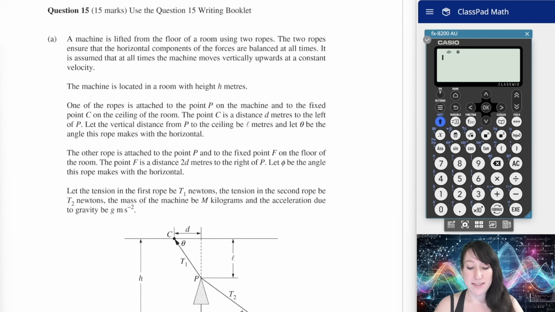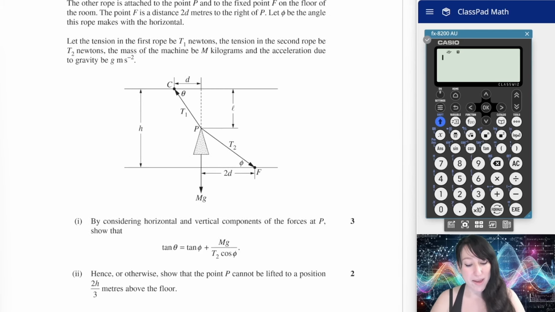Let the vertical distance from P to the ceiling be L meters, and let theta be the angle this rope makes with the horizontal. The other rope is attached to the point P and to the fixed point F on the floor of the room. The point F is a distance 2d meters to the right of P. Let phi be the angle this rope makes with the horizontal. Let the tension in the first rope be T1 newtons, the tension in the second rope be T2 newtons, the mass of the machine be m kilograms, and the acceleration due to gravity be g meters per second squared. Part 1. By considering the horizontal and vertical components of the forces at P, show that tan theta equals tan phi plus mg over T2 cosine phi.